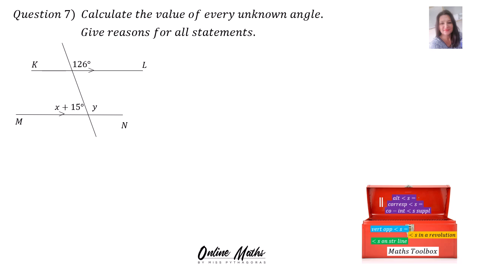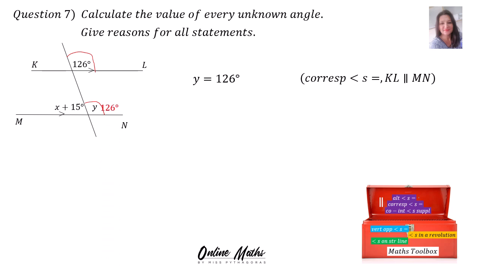Question 7. Calculate the value of every unknown angle. Give reasons for all statements. So on your sketch, you will see there's KL parallel to MN. And then on this side, there's x plus 15 degrees and y. So I will start by saying that y is equal to 126 degrees. And can you see they form corresponding angles equal? And you have to add, since your parallel lines are labeled, that KL is parallel to MN.